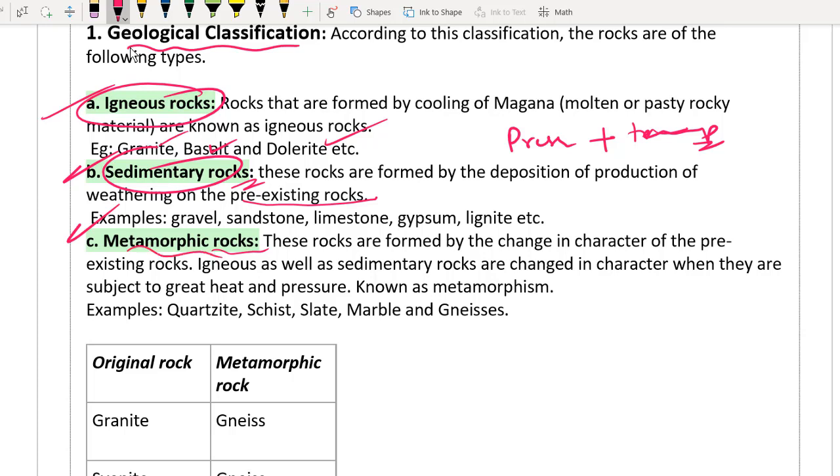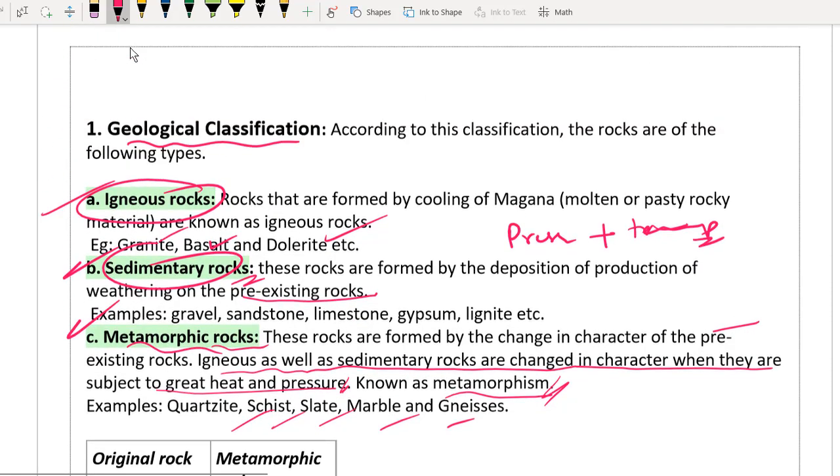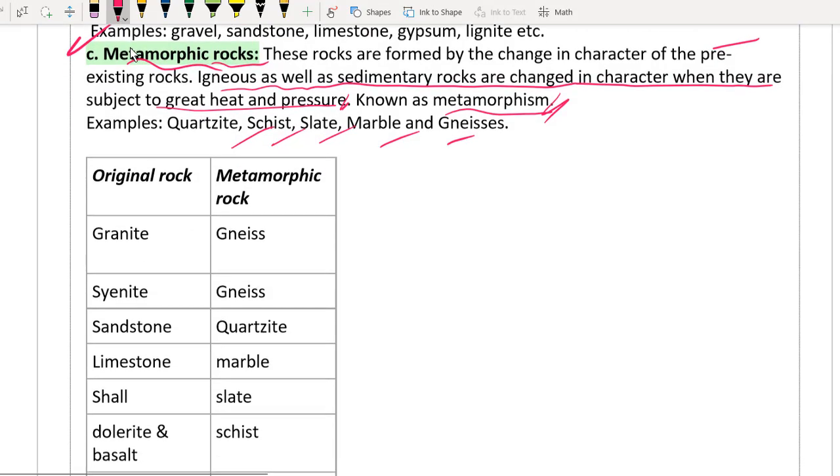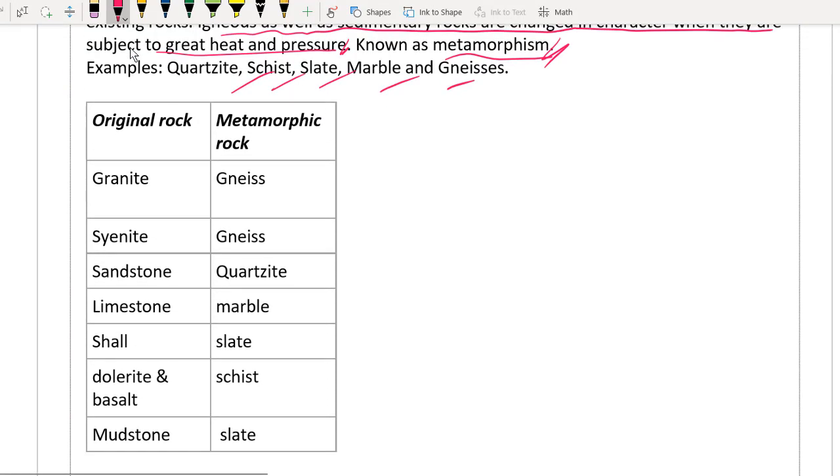These rocks are formed by change in character of pre-existing rocks. Igneous as well as sedimentary rocks are changed in character when they are subjected to great heat and pressure. This is known as metamorphism. Examples: quartzite, schist, slate, marble and gneiss. So this is all about your geological classification and I have summed it up.